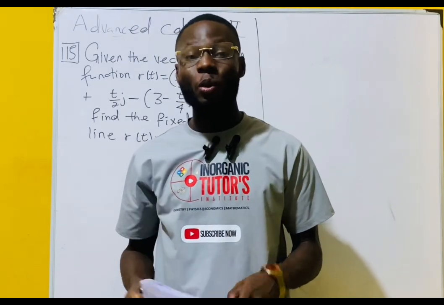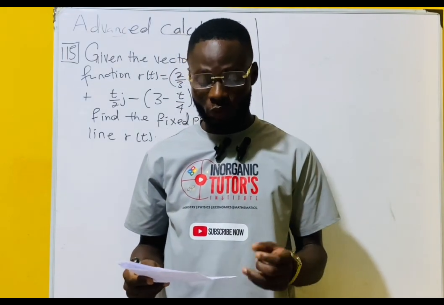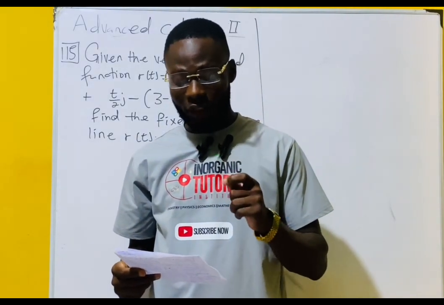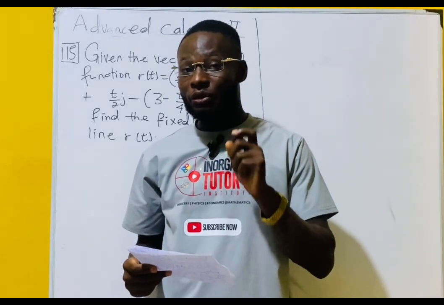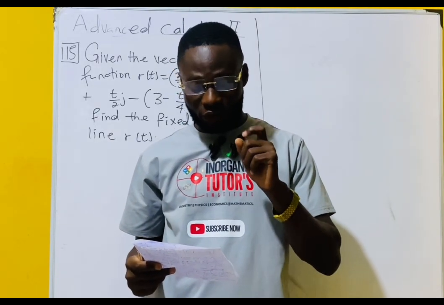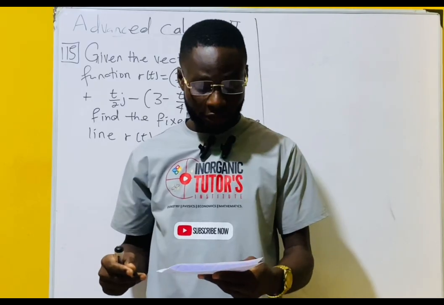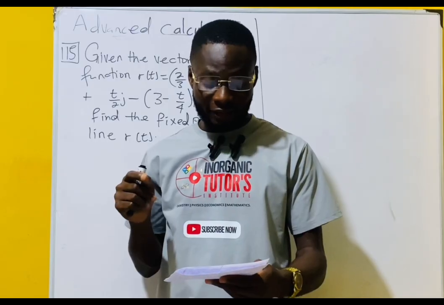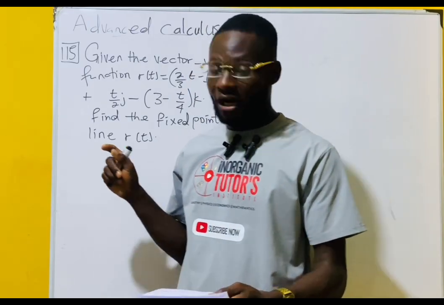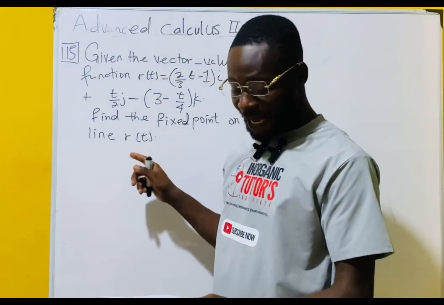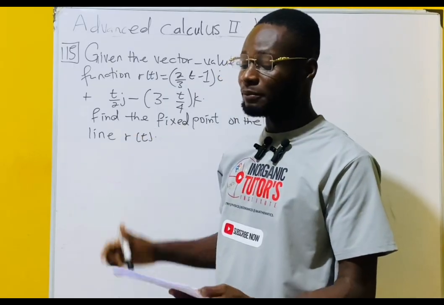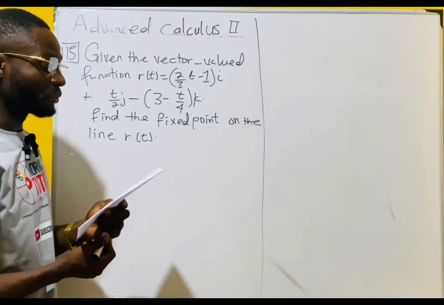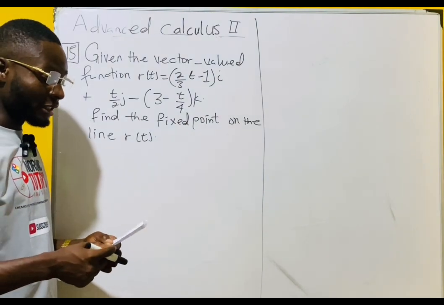So first of all, what is a fixed point? A fixed point of a vector valued function r of t is a point on the line such that r of t naught is equal to a constant point, independent of t. But since all points of r of t change as t changes, a fixed point would typically mean the point on the line r of t that does not change position with respect to some geometric interpretation.